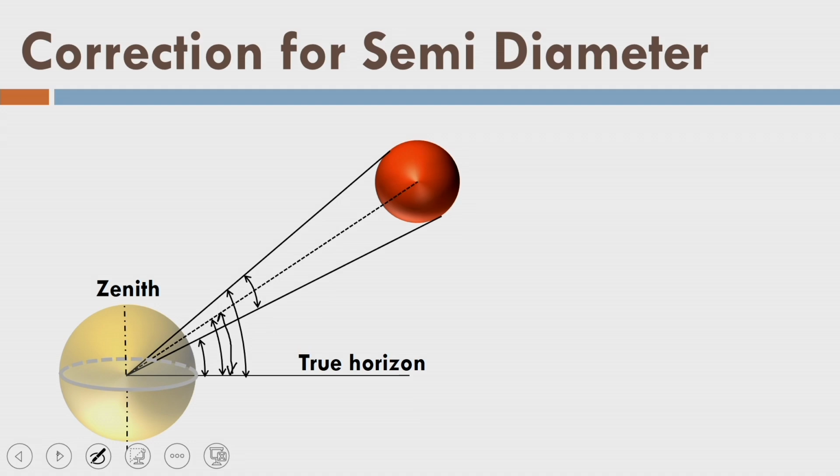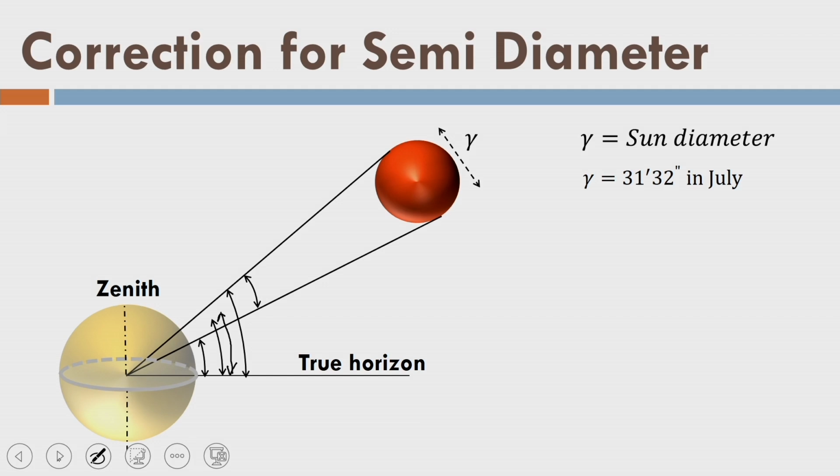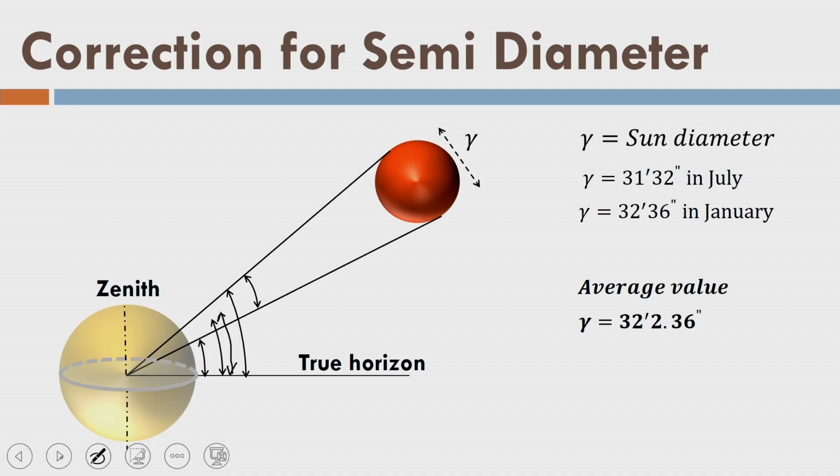Okay, so whichever angle I measure, I need to put either a positive correction or a negative correction. Let us see, this is the diameter of the sun as gamma, and it has some value given by 31 minutes 32 seconds in July. It appears to be dilating in January as 32 minutes 36 seconds, but in general the average value we take as 32 minutes and 2.36 seconds for our calculation purposes.